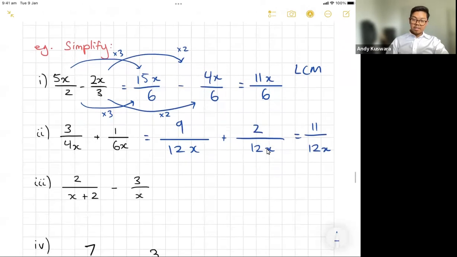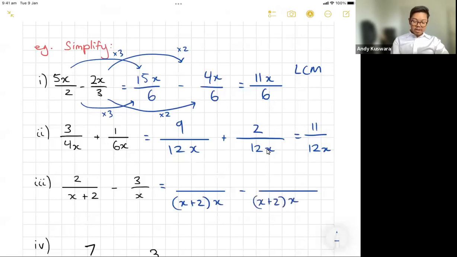Okay, and last one, it gets more algebraic. It's going to look and feel more difficult, but it's actually going to be the same. Now, this one here, I want you to take note. We have no idea what x plus 2 is, and we have no idea what x is. So one way to make sure that they can both go into it is to use both of these. So I'm going to use x plus 2, and I'm going to multiply it by x. And that there is going to be my new denominator.